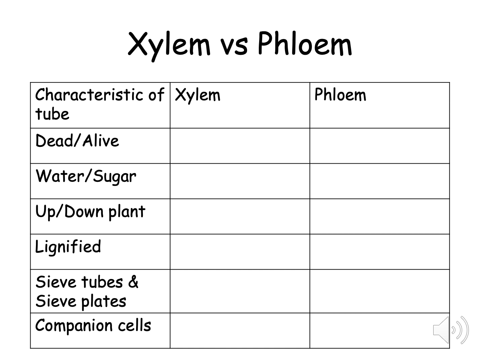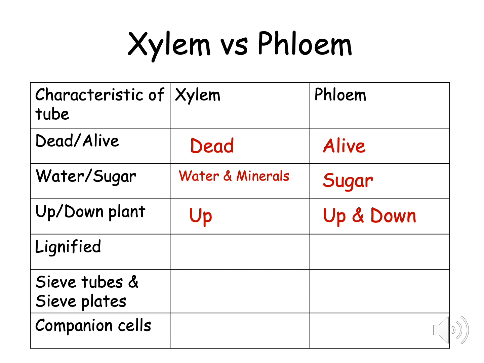Now, we know about the structure and function of the xylem and phloem. Here is a table to summarise. So the characteristics of the tube: the xylem is dead while the phloem is alive. The xylem transports water and minerals, whereas the phloem transports sugar. The xylem transports water and minerals up the plant, whereas the phloem does both. It transports sugar up and down the plant.